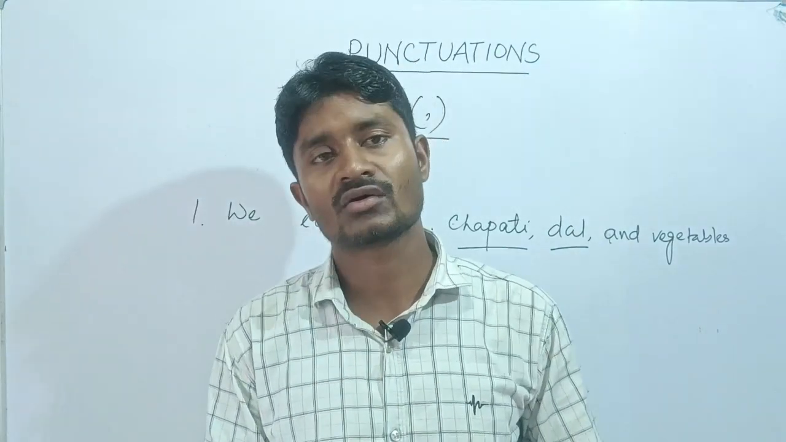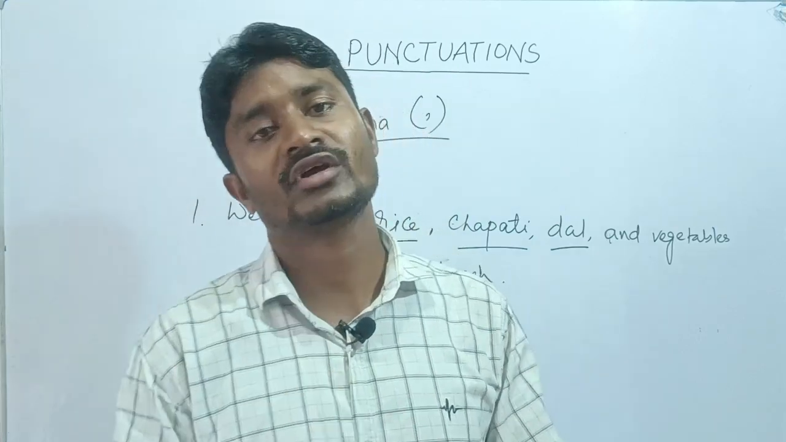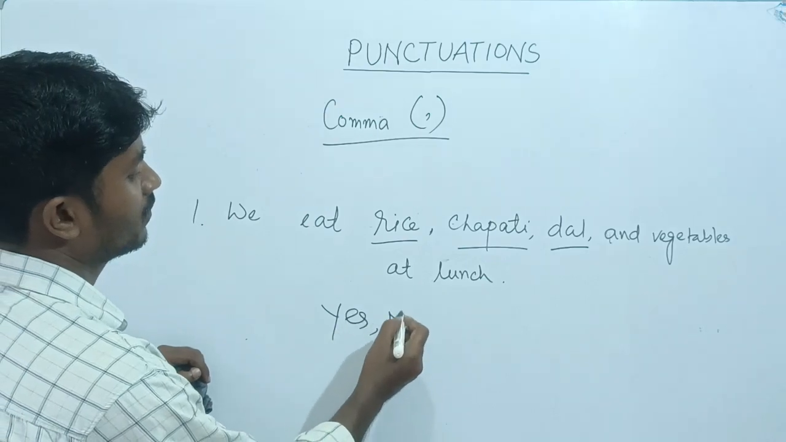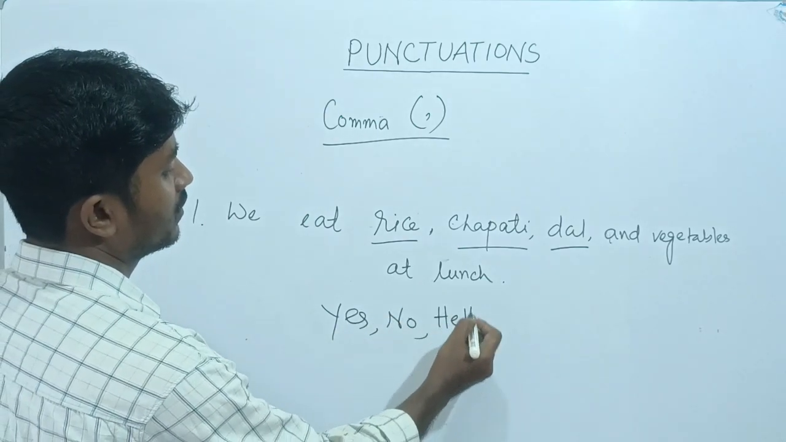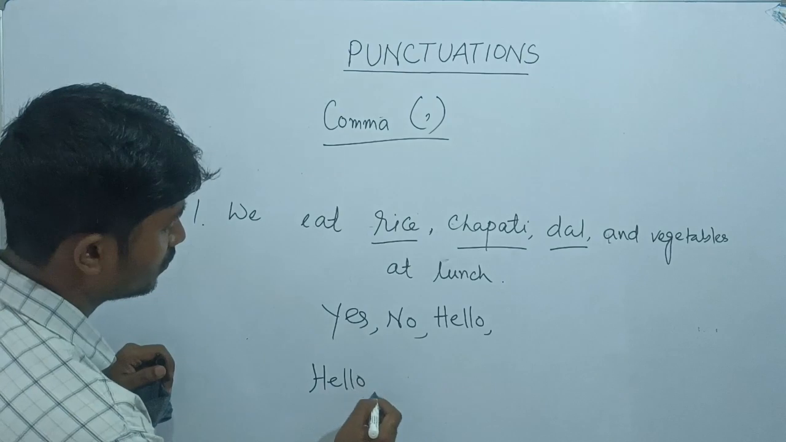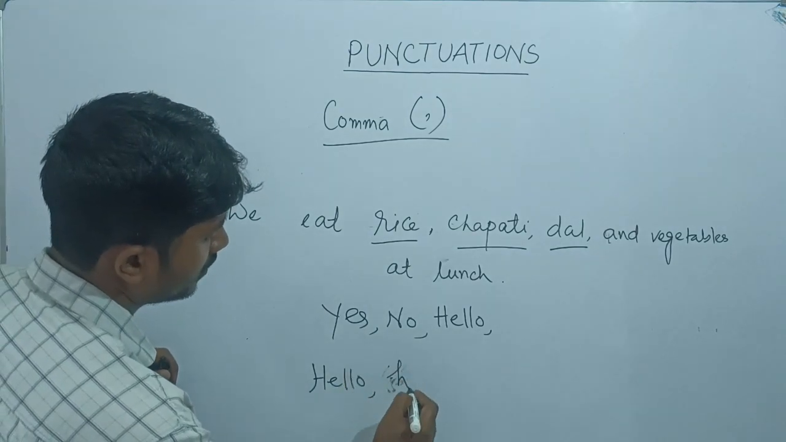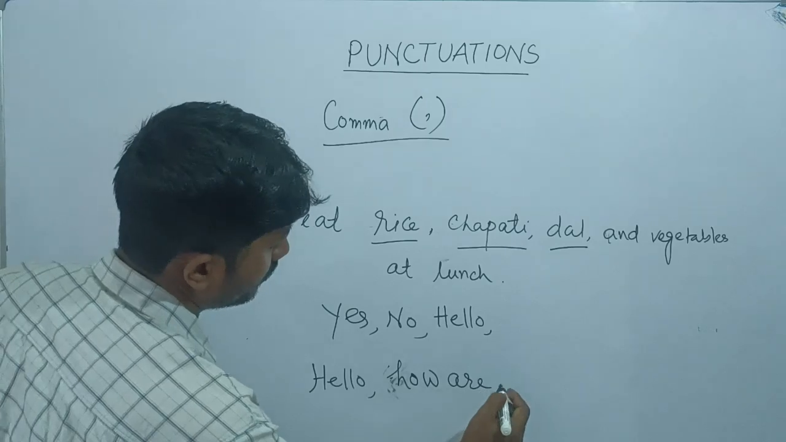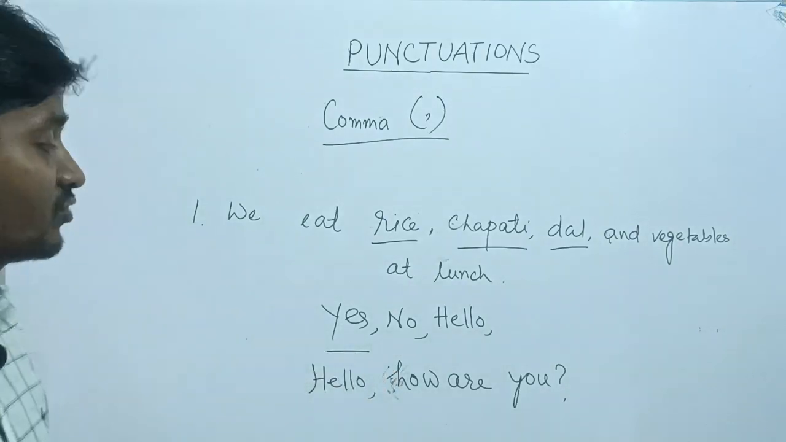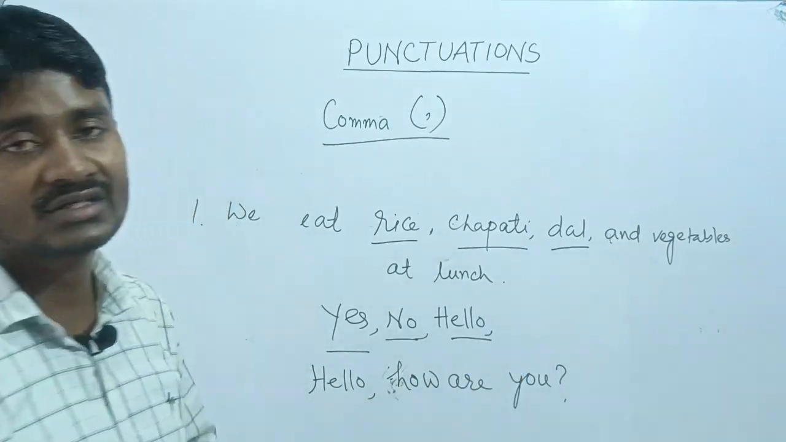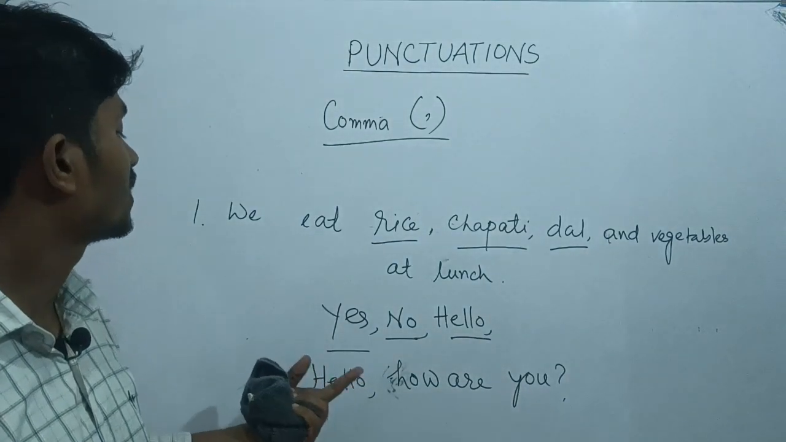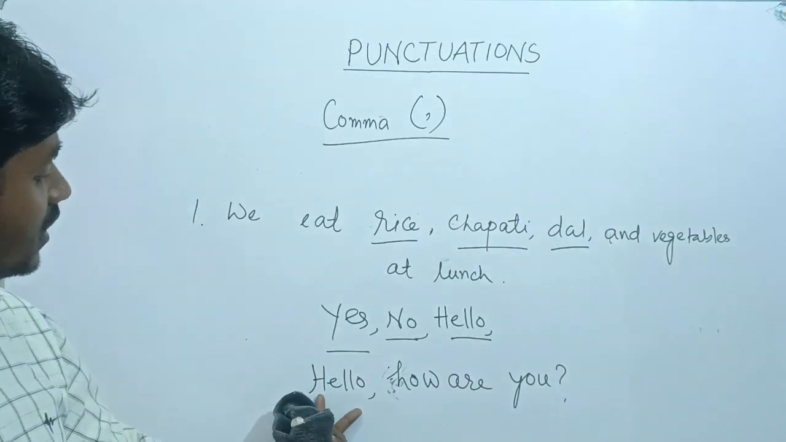You must remember that commas are also used after introductory words such as yes, no, hello, etc. For example, hello, how are you? Here, yes, no, hello are introductory words. When such types of words are used in a sentence, there we use commas.